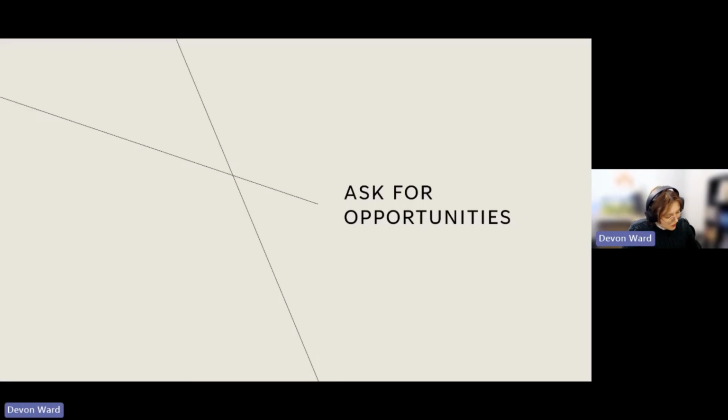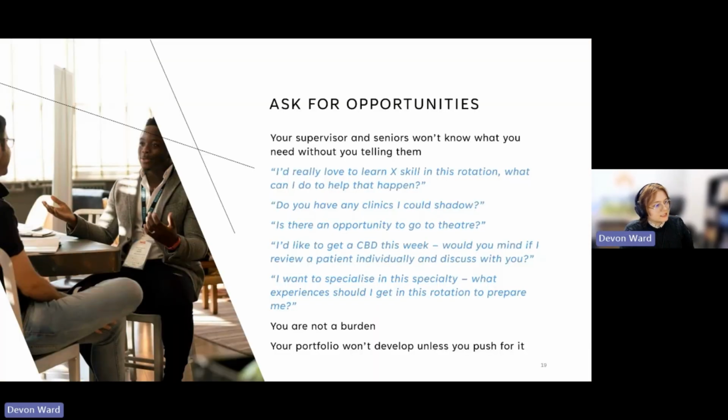I'd also recommend that you ask for opportunities. And I mean this in the sense that despite your seniors having supervised lots of people at your level multiple times over the years, they still somehow don't really know what it is that you need without you explicitly telling them. That's because sometimes our goalposts are shifting, and us individually as doctors, we have different things that we need to meet. And so tell people what it is that you need.